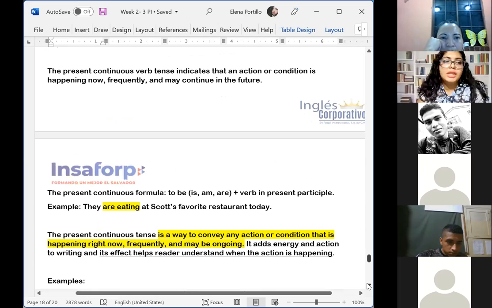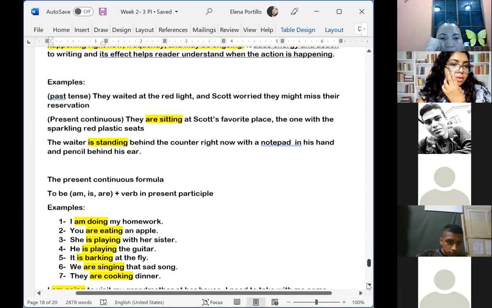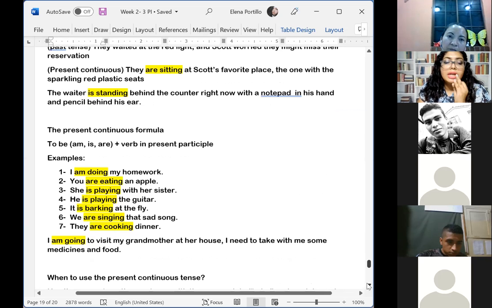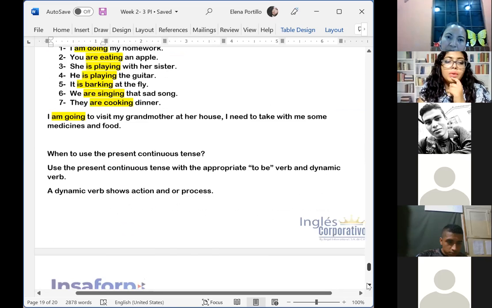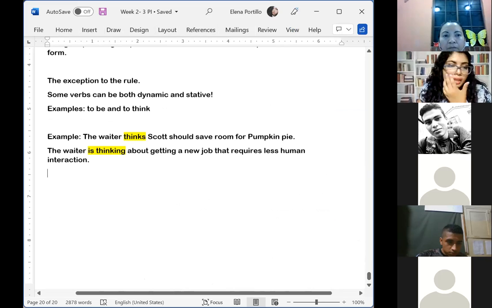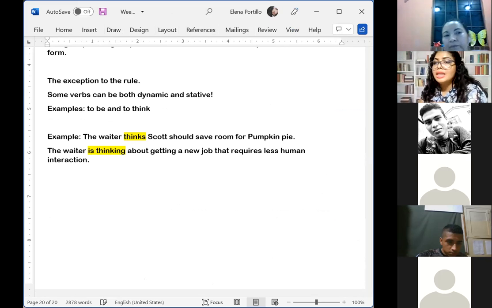We have what is the present continuous, also the formula for the present continuous. Then we have some examples. Also, we were seeing the structure for the positive, negative, and question. And now we are going to continue from this part. Now we are going to talk about the idiomatic expression and style.